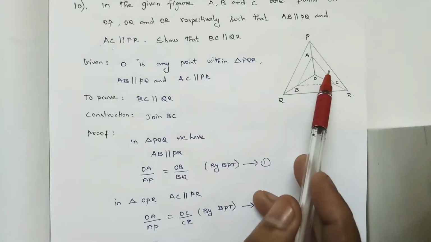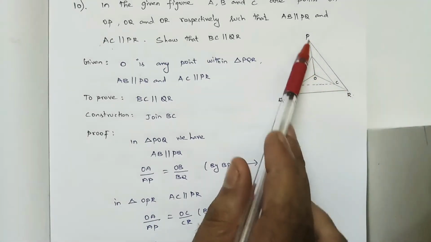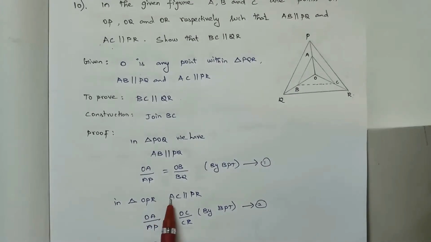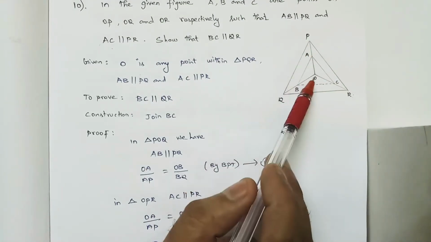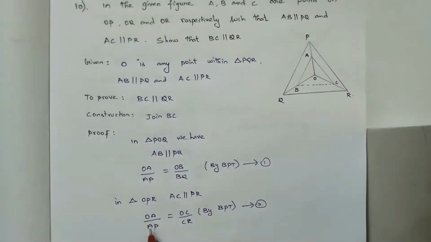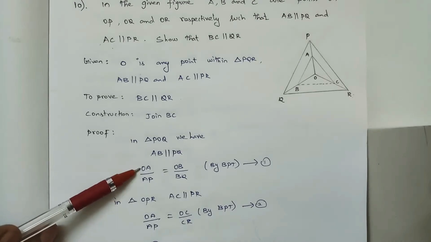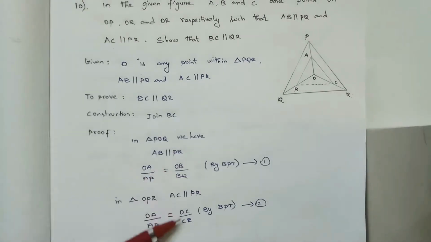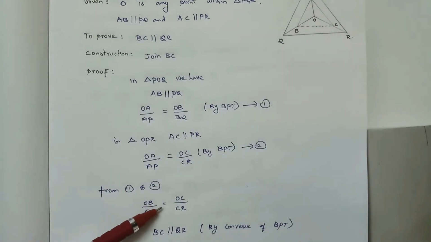Next I want to take the second triangle POR. In triangle POR, AC is parallel to PR. So by BPT, OA by AP is equal to OC by CR. Compare equations 1 and 2. LHS are equal, OA by AP, OA by AP. If LHS are equal, then RHS also will be equal. Therefore, OB by BQ is equal to OC by CR.